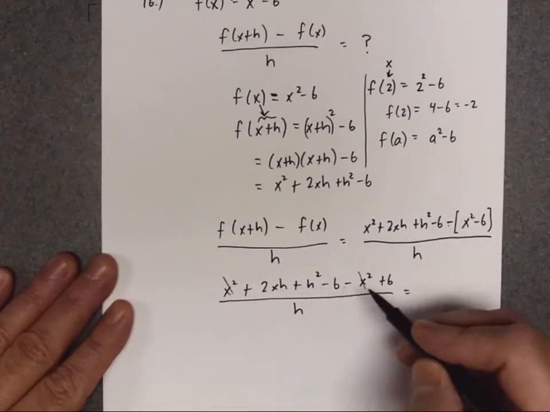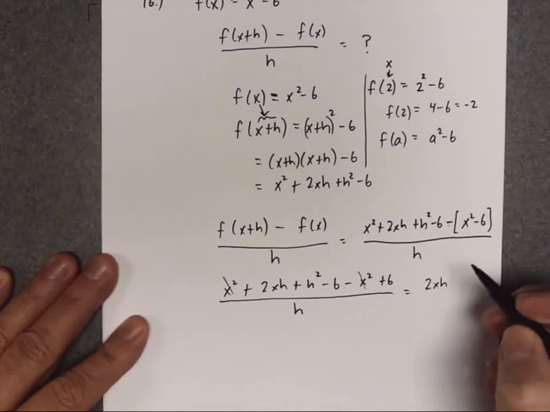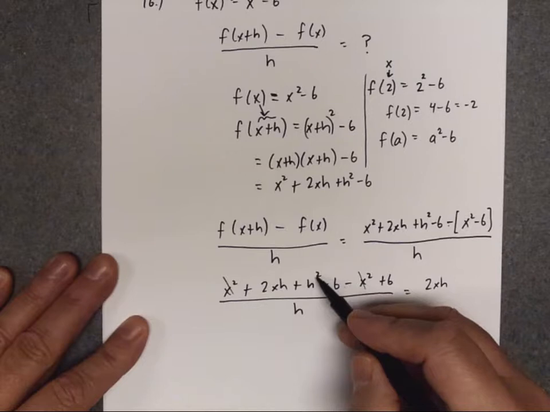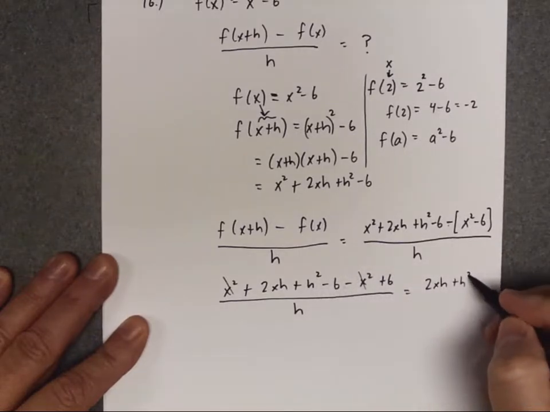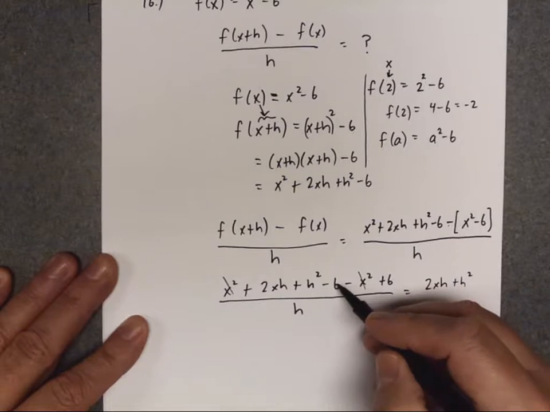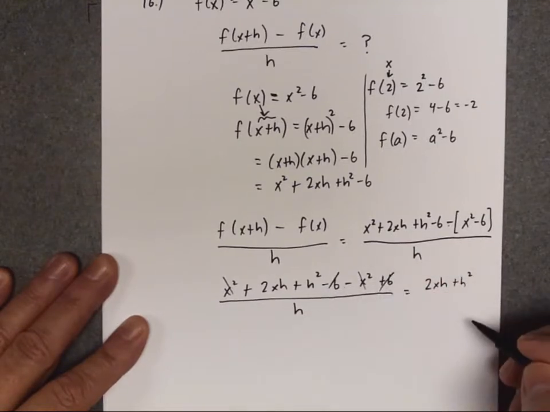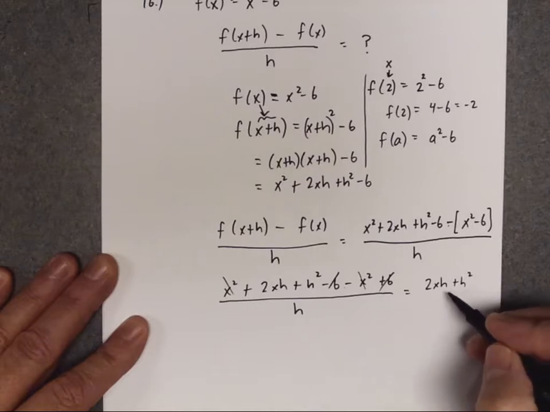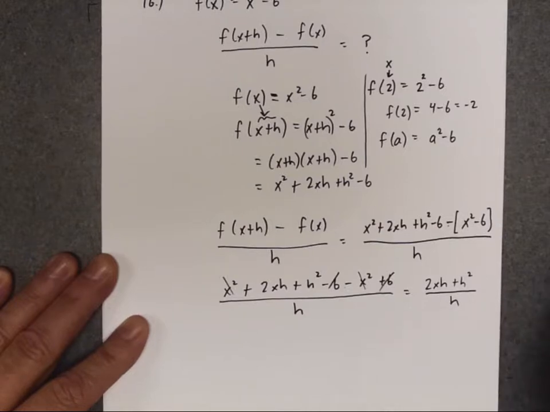I've got 2xh. Nothing I can do with that. I've got h squared. Nothing I can do with that. Then I've got a minus 6 plus 6. Those actually cancel out. So all I'm left with is 2xh plus h squared, and that's all over h.